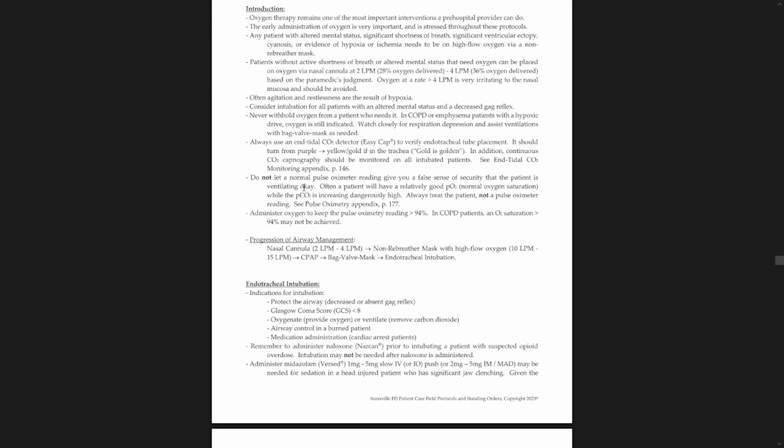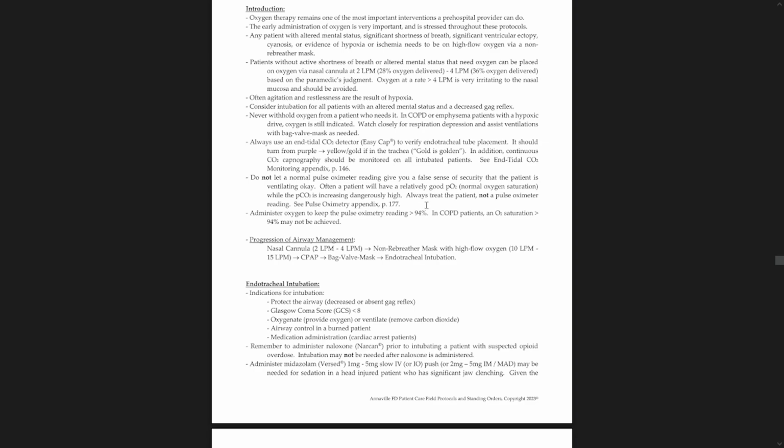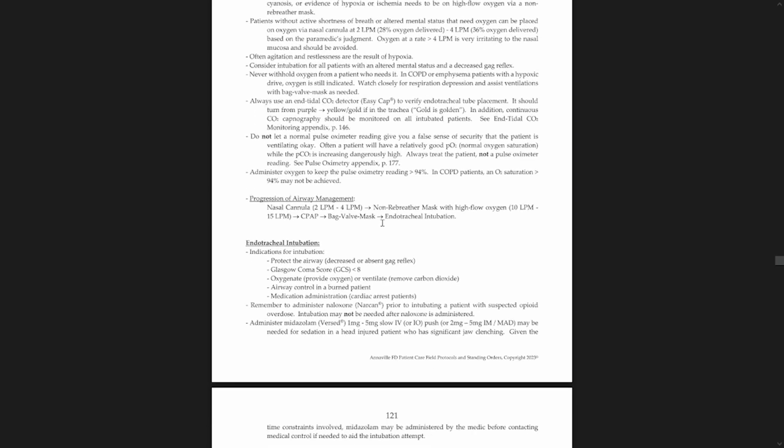Do not let a normal pulse oximetry reading give you a false sense of security that the patient is ventilating okay. Often, a patient will have a relatively good PO2, a normal oxygen saturation, while the PCO2 is increasing dangerously high. Always treat the patient, not a pulse oximeter reading. See the pulse oximetry appendix on page 177.